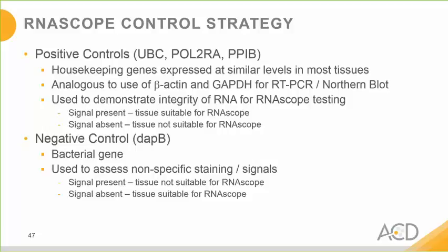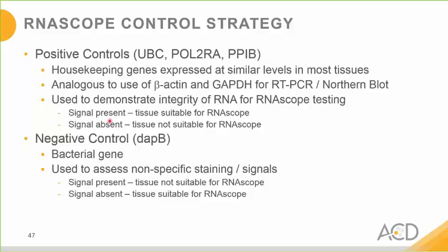Positive controls are typically housekeeping genes expressed at similar levels in most tissues. The common positive controls utilized in RNAscope assays include a marker called UBC, another marker called Pol2RA, as well as a third marker called PPID. Their use is really analogous to the use of genes like beta-actin and GAPDH in RT-PCR and northern blot experiments. The purpose of the positive controls is to demonstrate the integrity of RNA for RNAscope testing.